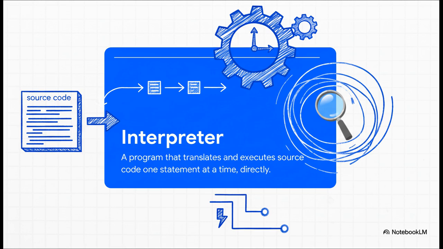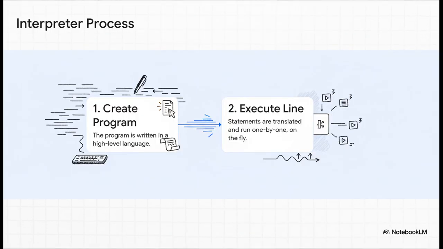It's a program that translates and executes your code one line or one statement at a time. There's no separate translate step and then a run step. It's all happening together on the fly. The interpreter's process is way more direct. You create your program and then you just run it.